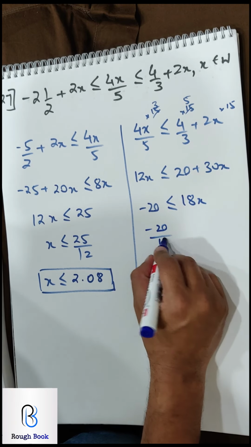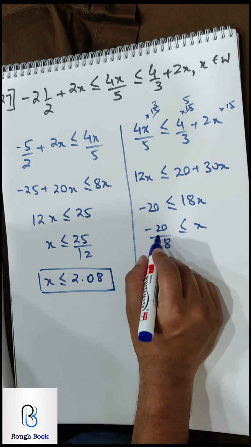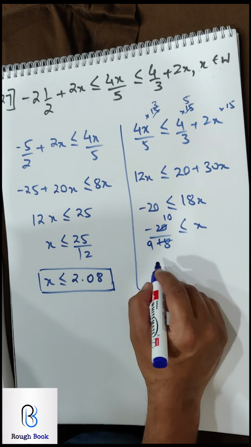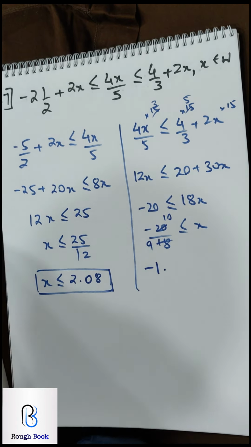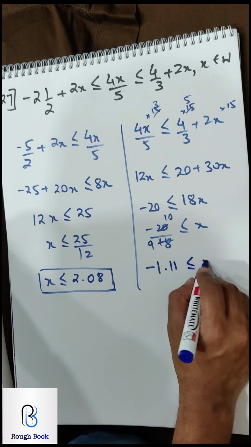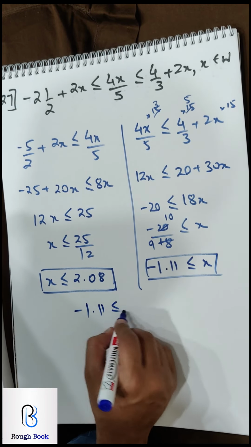So minus 20 by 18 less than or equal to x. So if I convert this, it will be 10 by 9. So that will be minus 1 point. 9 1s are 9. So it's going to be recurring. So 1.1 less than or equal to x. Let us combine the two. Minus 1.11.